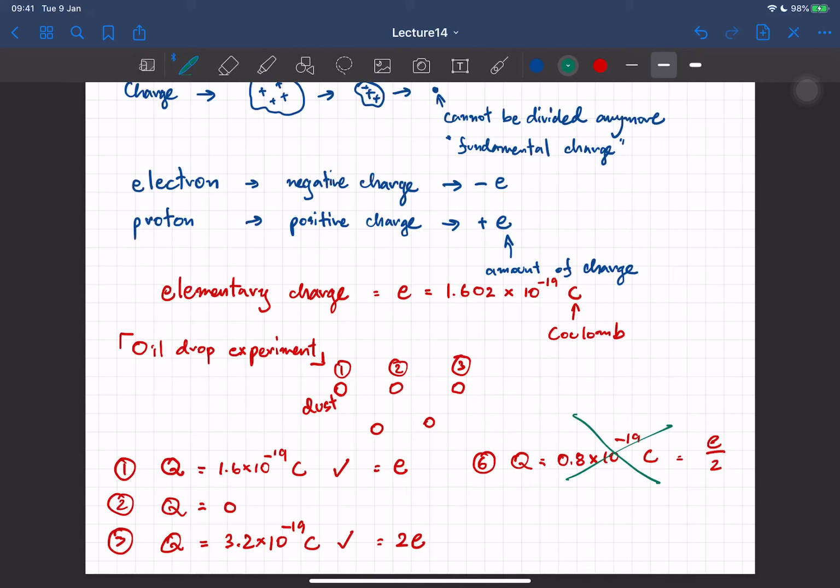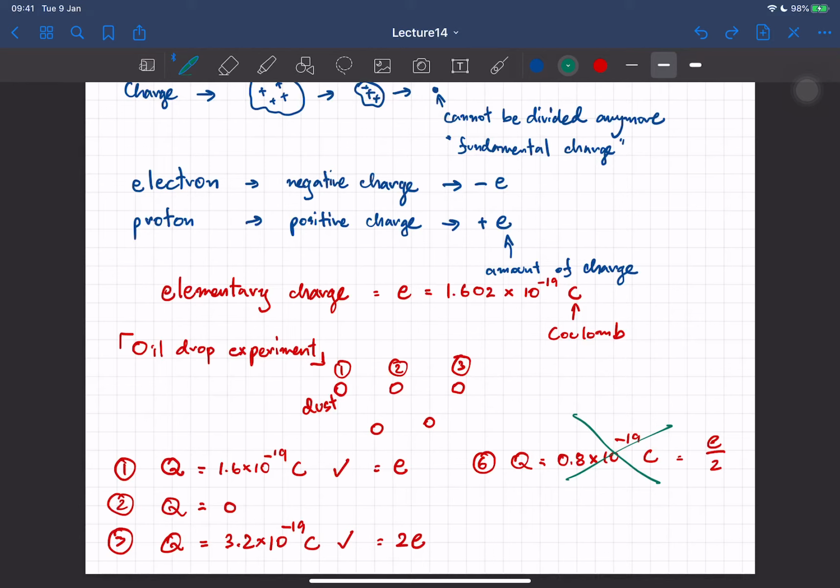No one has seen this. Okay, and we believe with almost 100% certainty that this will never be seen in the experiment. You will always see a multiple of elementary charge, 1e, 2e, 3e, but never half of e, 1/3 of e, 5/6 of e. So a fraction of elementary charge is never observed.